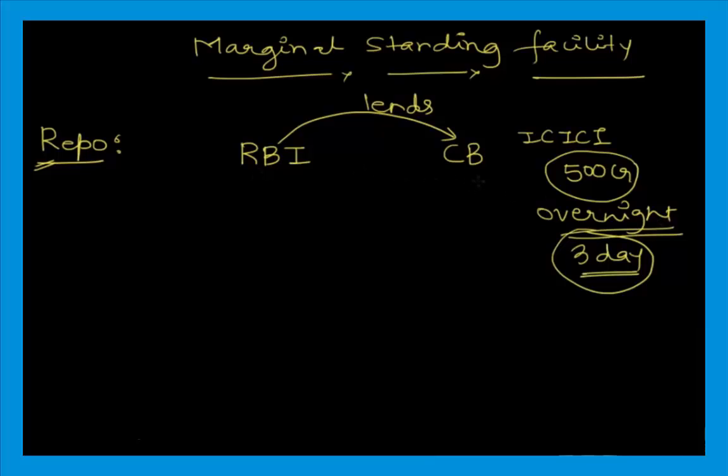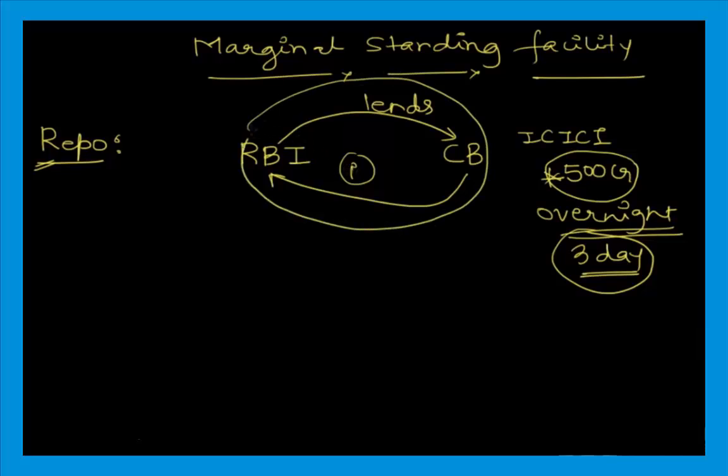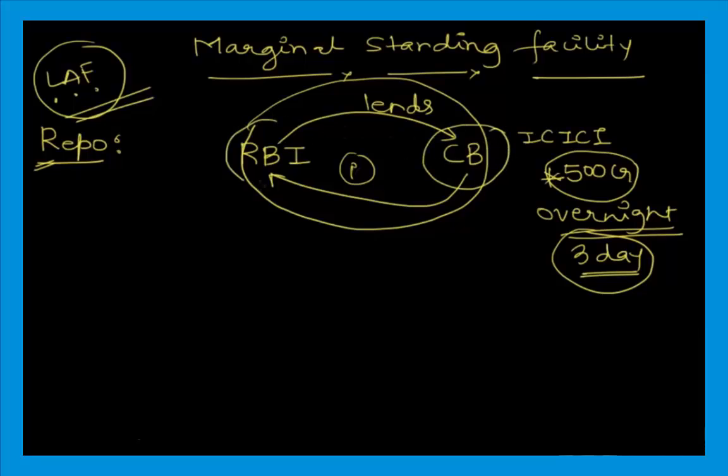So when RBI lends money to a commercial bank overnight, that 500 crore rupees which is lent does not go free of cost. Hence the interest that the commercial bank pays RBI is called the repo rate. This entire transaction is called the LAF, which is Liquidity Adjustment Facility. It's the LAF process through which commercial banks borrow money from RBI at the repo rate.